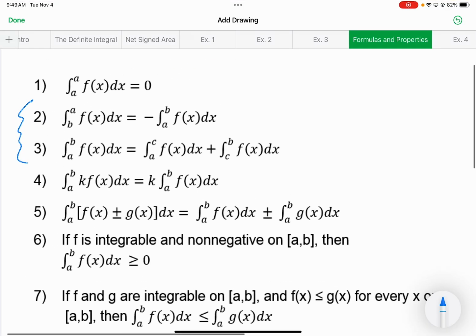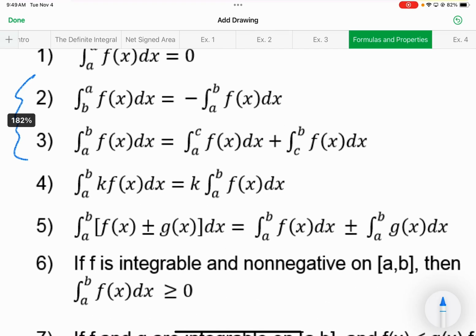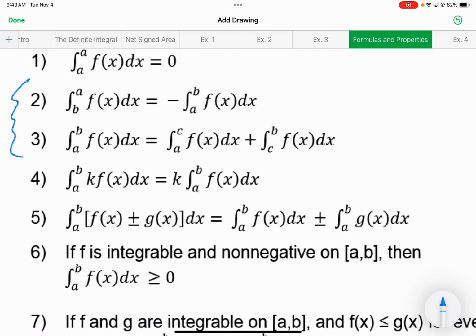We've seen the first one before. The integral from a to a of f of x dx is just 0 because our base isn't changing at all, so that area is just going to be 0. The next one says the integral from b to a of f of x dx equals negative the integral from a to b of f of x dx. So you can change your upper and lower limits at the consequence of putting a negative in front of your integral.